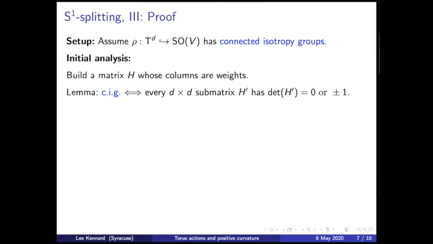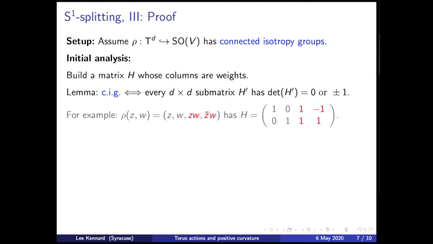The main lemma here translates this geometric condition about connected isotropy groups into something elementary about determinants. The statement is that you have this matrix, and every submatrix of full rank has determinant plus or minus 1. So every D by D submatrix could have determinant 0 or plus or minus 1.